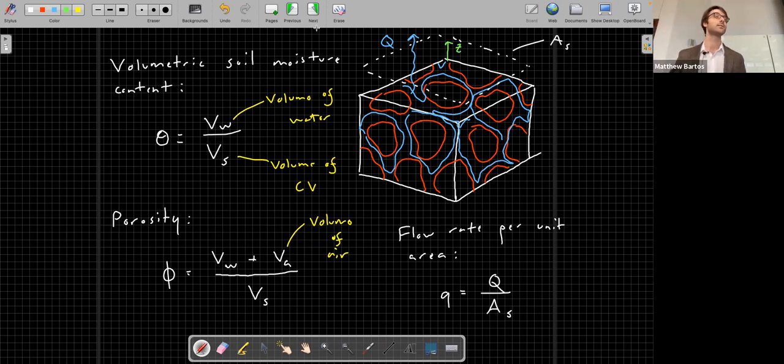Yes? VS is the volume of the control volume. The volume of the solids I denoted in the last lecture as VM, but we don't end up using it. We're just looking at the other components. Yeah. Okay, so the flow rate per unit area is given by the flow rate in the upwards direction divided by the area of the surface.